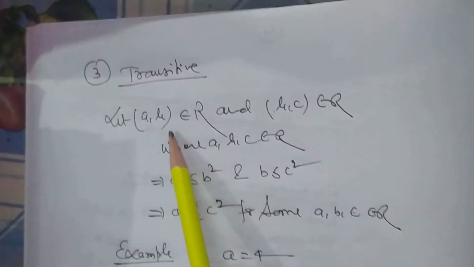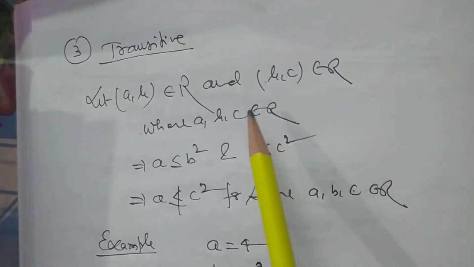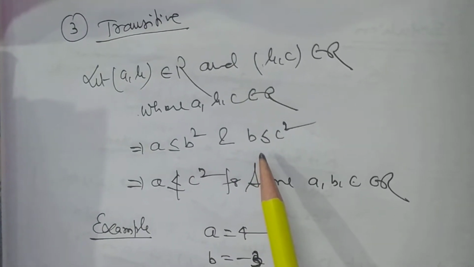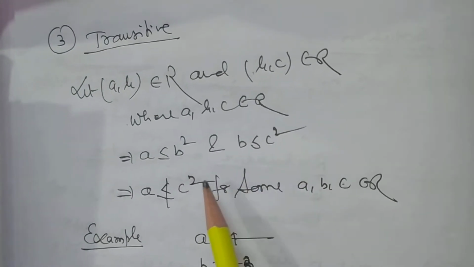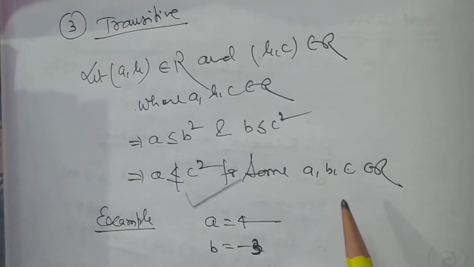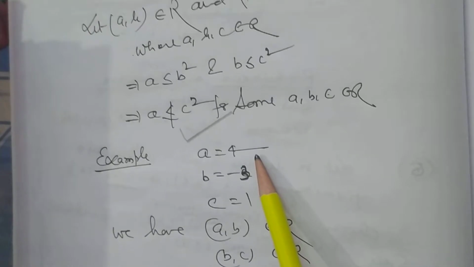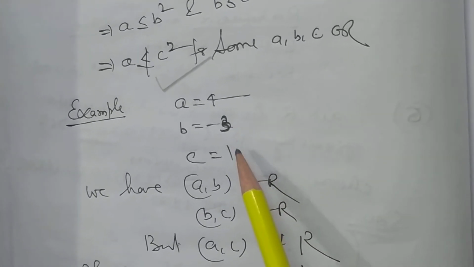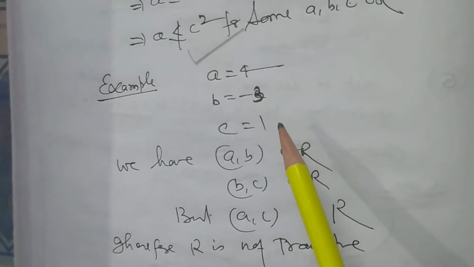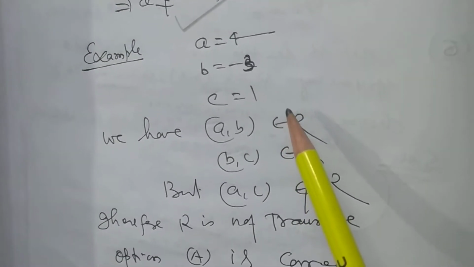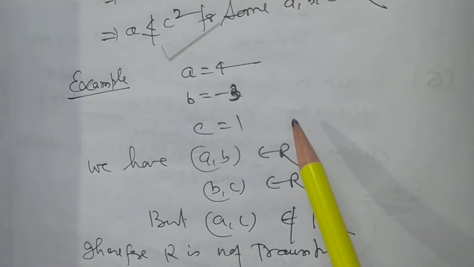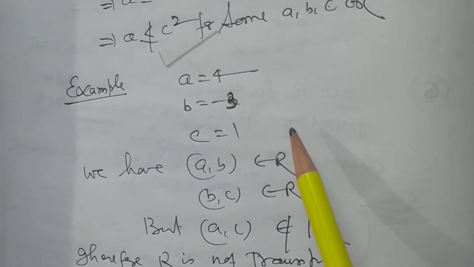Now transitive. Let (A, B) belong to R and (B, C) belong to R. A is less than or equal to B squared, and also B is less than or equal to C squared. So A is less than or equal to C squared for some A, B, C belonging to R. My dear students, take A equal to 4, B equal to 3, C equal to 1. And now, you may solve this problem by keeping the statement of the result.